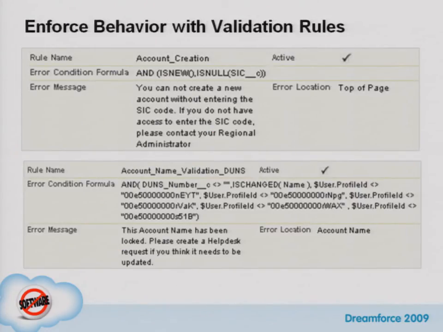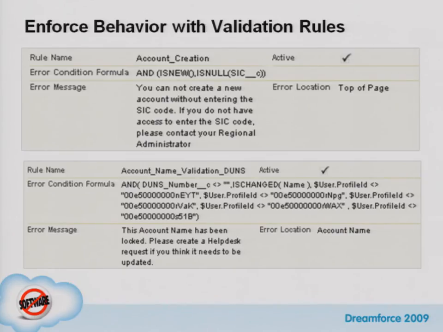The other thing that we do is validation rules. The top validation rule is talking about account creation. This is how I've prevented an AE from creating an account. Very simple. It sits on the SIC number, and if it's a new record and the SIC is blank, it won't let you save the record. Ergo, clean data.